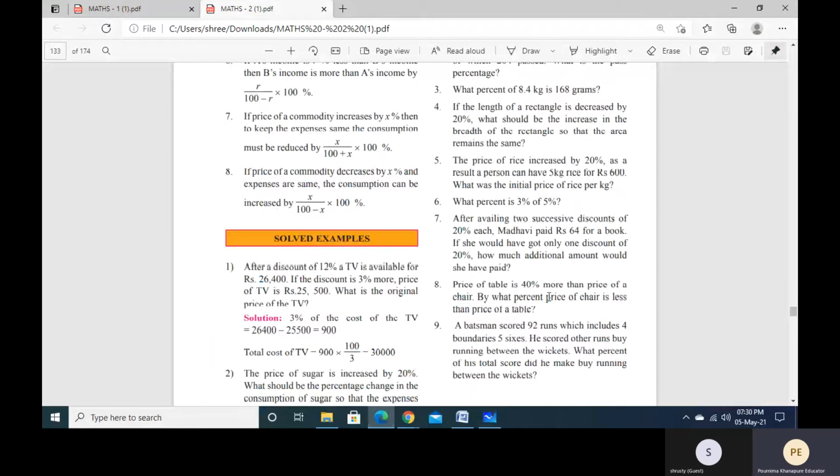What percent is 3% of 5%? Let's take that as x. 3% of x percent is equal to 5%.